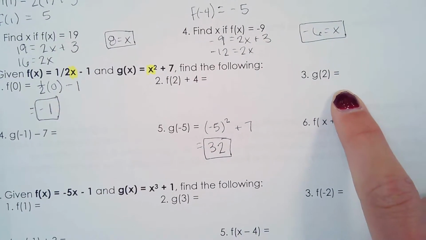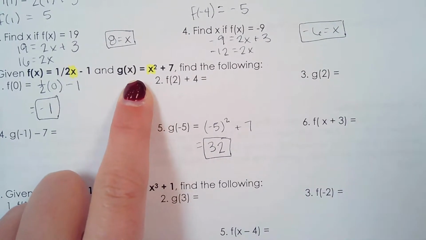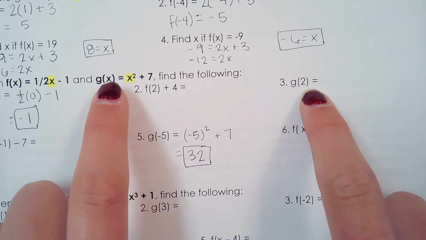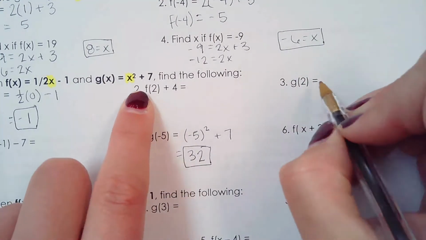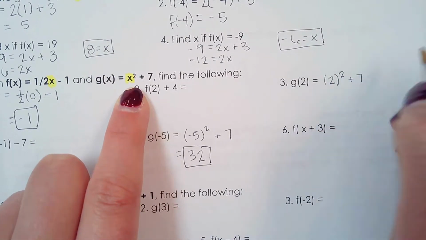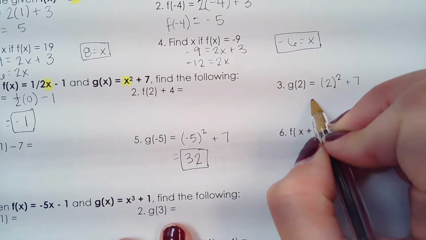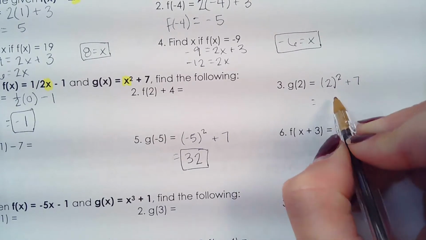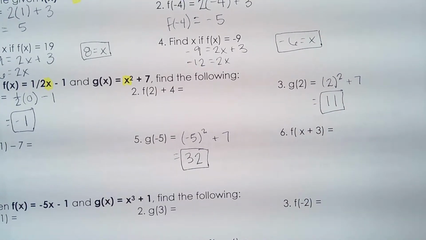Let's do number 3. So that's using your g function again, but what are we replacing x with? The 2, right? Do we see how they're just switching out the x with whatever's inside parentheses? Yeah? So you're going to have 2 in parentheses, square it, then add 7. So what is 2 squared? 4. And what's 4 plus 7? 13. Oh, yeah. Sorry. That okay? Questions?